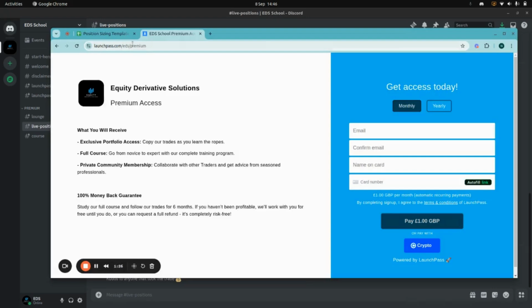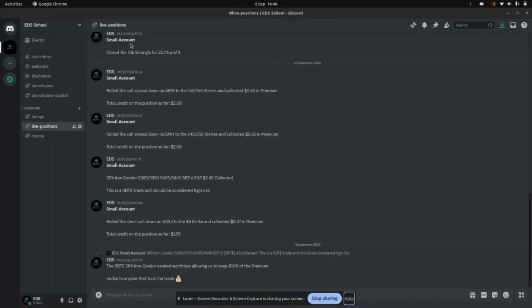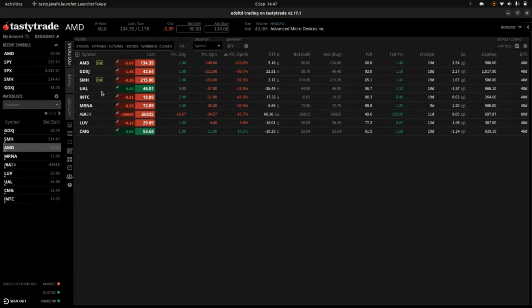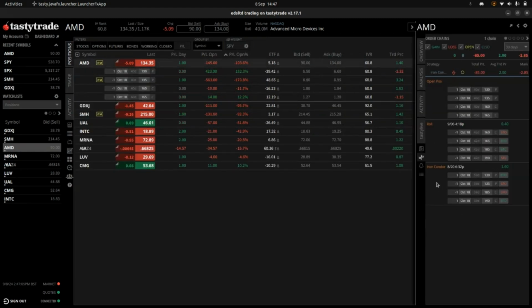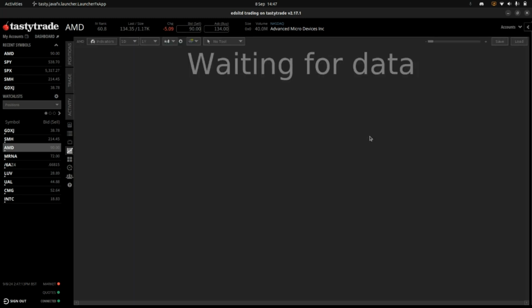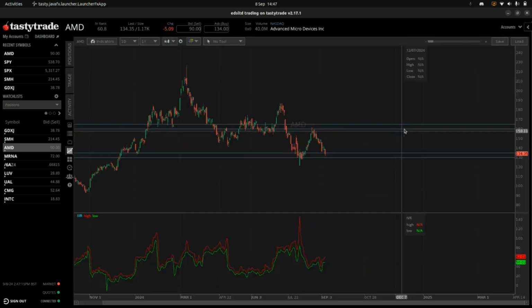So if we pull up AMD, let's have a look at AMD and see what AMD is doing. Let's have a look at the order chain. So we originally had an iron condor on. The short strikes are at 135 and 185. So if we just pull that up on the chart, 185 on the chart.